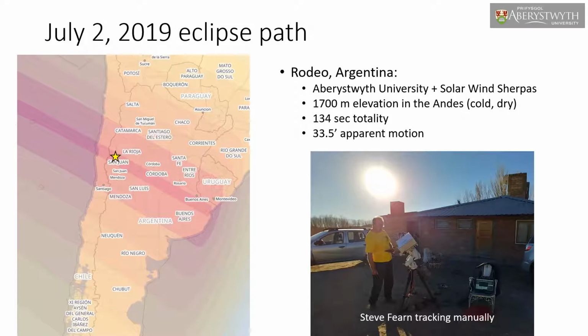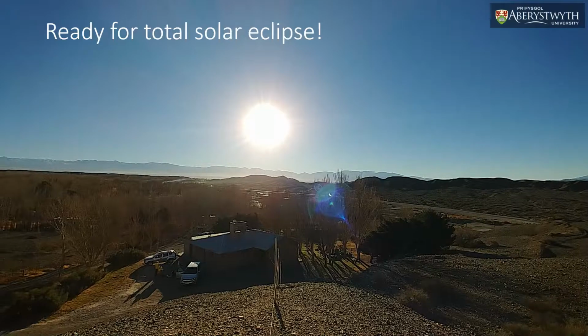So with our compact spectrometer, we and the rest of our SolarWinds Sherpa team headed out to Rodeo, Argentina to test our device during the 2019 solar eclipse. Our site was around 1,700 meters high in elevation with cold and very dry conditions. Basically, really good conditions for the spectrometer, but terrible conditions for the human operators. And to make things a bit more challenging, I found out at the last moment that we would need to manually track the sun, which is what Steve is doing. So it was a bit of an extra effort, but still worth it to see this.